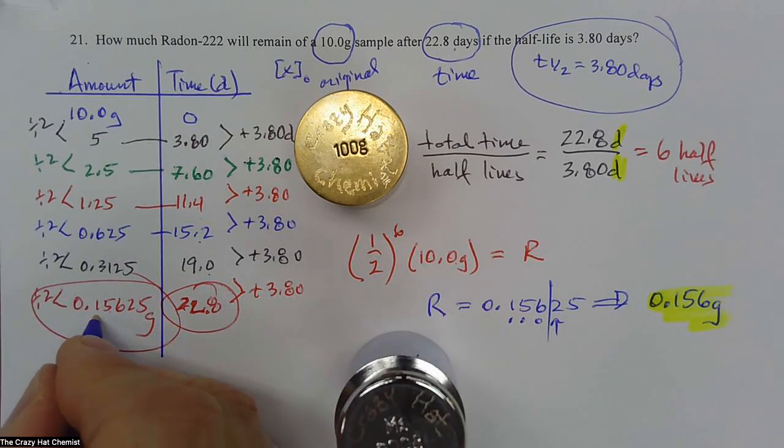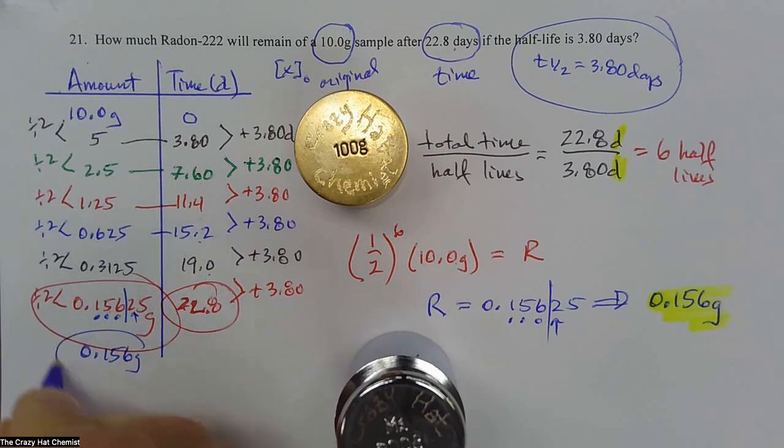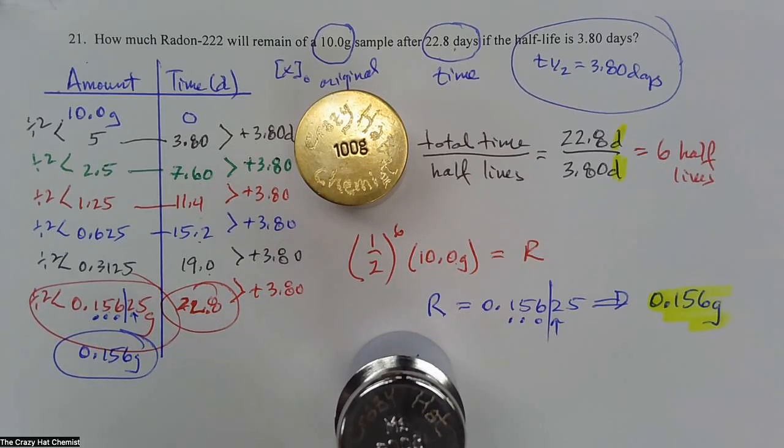Let's put that over here. 1, 2, 3, chop, because that's a 2, 0.156 grams. Boom, answer. Got the answer twice, so that's looking pretty nifty. I like that. Whew, my goodness.